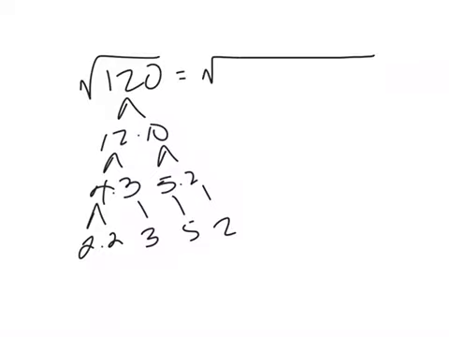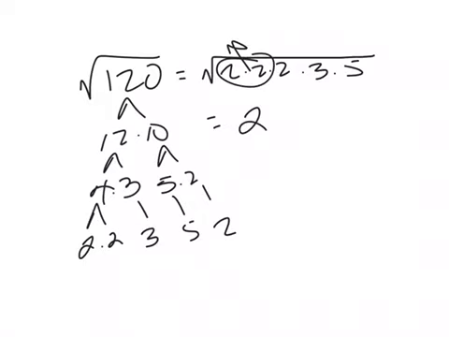Now, when I'm putting that final row in, I like actually putting them in order. It just makes it easier to see. So we've got 2 times 2 times 2 times 3 times 5. So I've got a pair of 2's that can jump out. So we end up with 2, but I don't have anything else that can jump out. So we just put the 3 and the 5 back together. So 2 times 3 is 6, times 5 is 30. So the square root of 120 is equal to 2 times the square root of 30.